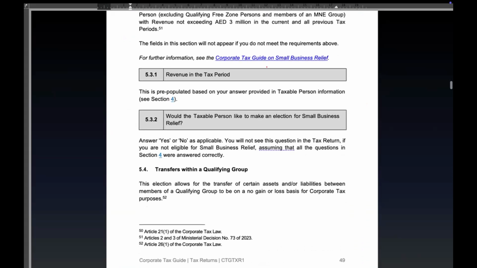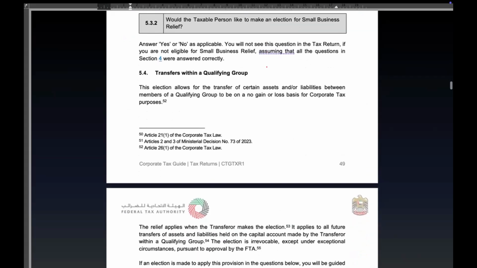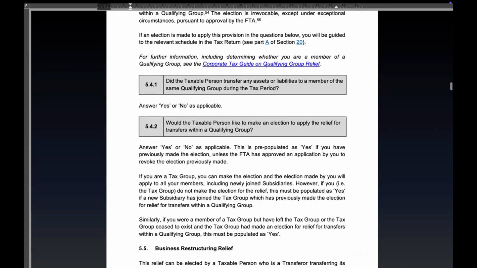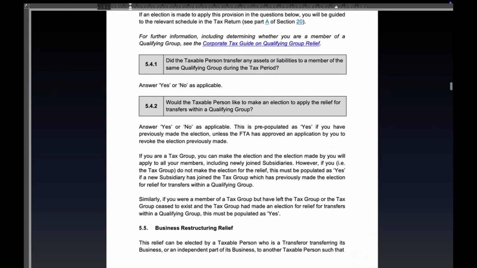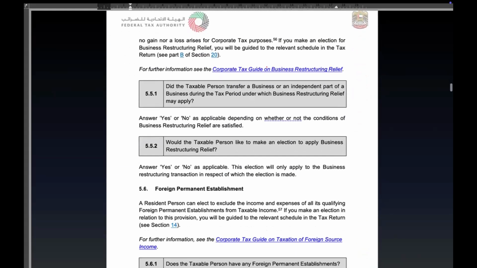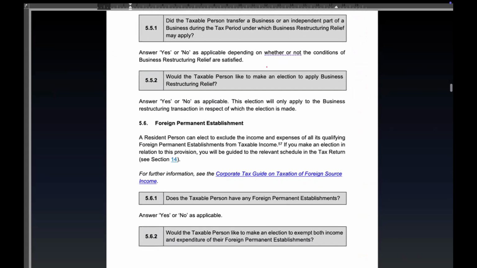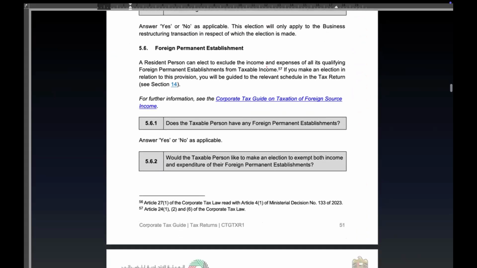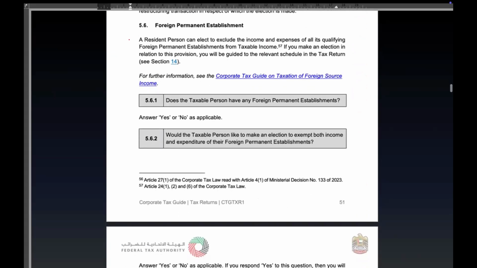Small business relief, I think we have already discussed many times in detail. Assets and liabilities, election. PE, again, this is important.